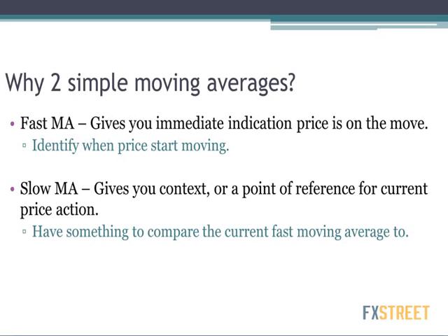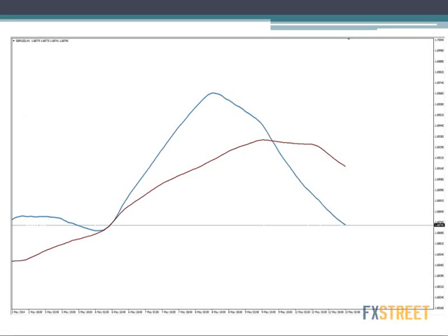The slower moving average is going to give me context, a point of reference for the current price action. So I have something to compare current price action to. All right, so the slower moving average gives me context, and the faster moving average is going to give me immediate indication that we have change on the table. We have something happening. And it kind of looks like this.